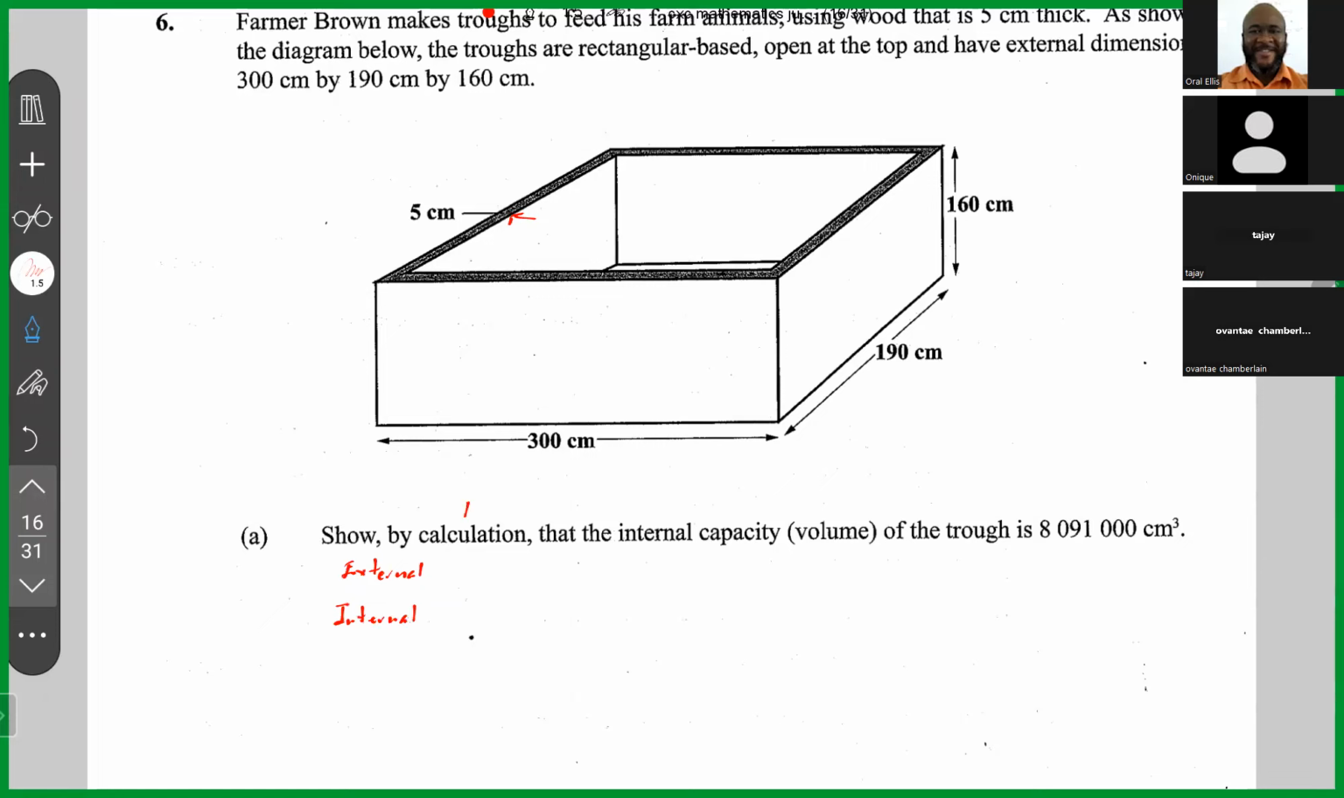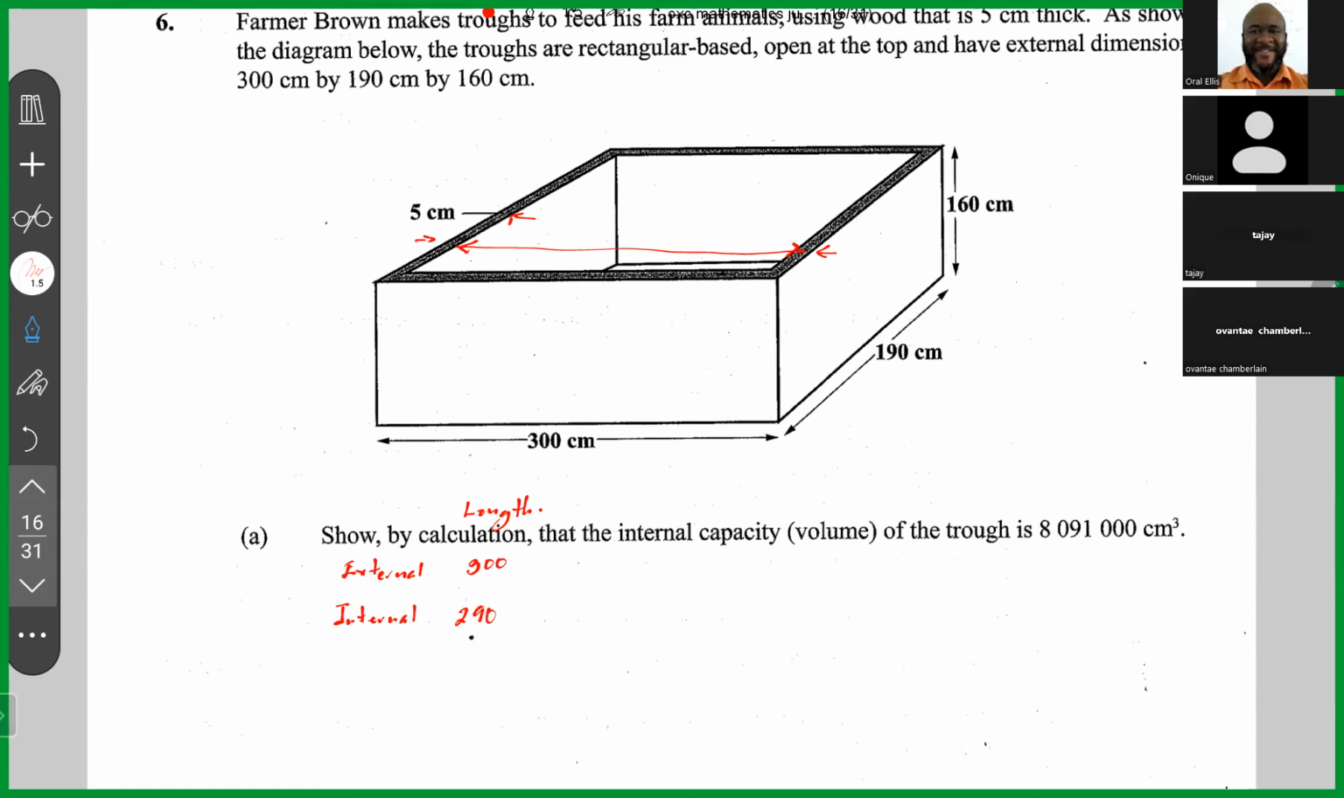Now, the external length is 300. Now, the internal length, let us say that this is the internal length. We have to take 5 centimeters from each side. The entire length is 300, but we have to take 5 centimeters from each side in order to get the internal length. The internal length would be 300 minus 10, which is 290 centimeters.